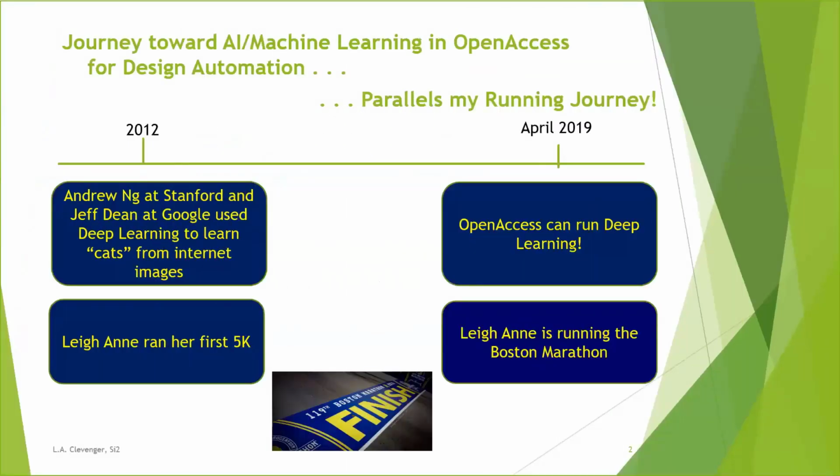A popular example of deep learning is the work that was done by Andrew Ng at Stanford and Jeff Dean at Google to learn what a cat is without prior knowledge from internet images. And that was done in 2012. Between then and now, you can find hundreds of tutorials on the machine learning concepts that have really grown. But today we're going to discuss using OpenAccess to drive deep learning.